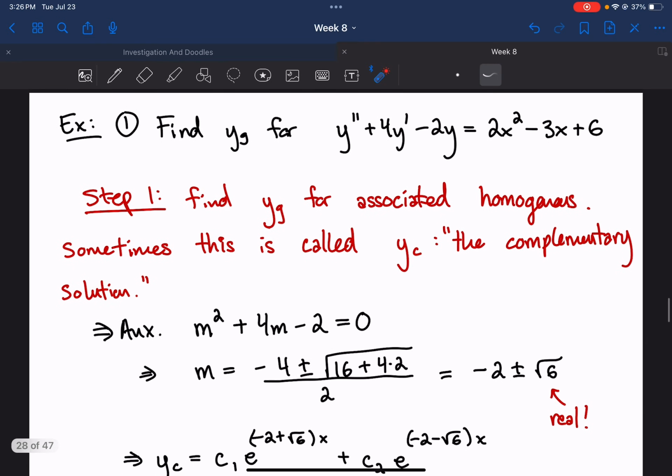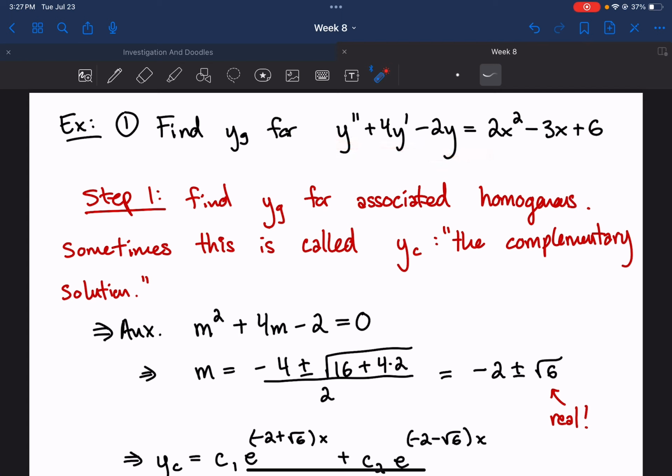So here's an example. We want to find the general solution for this differential equation. Linear, constant coefficients. The right-hand side, g of x, looks good. It's a polynomial in x. I can handle that. Step 1, find the general solution, sometimes called the complementary solution, y sub c. Find the solution for the associated homogeneous equation. So we're going to erase the right-hand side and put a 0, and then solve that equation with 0.